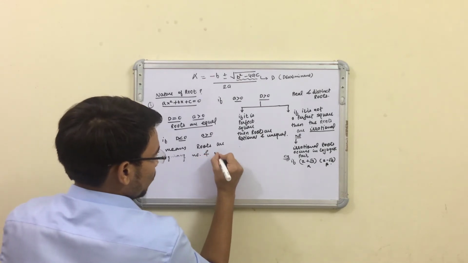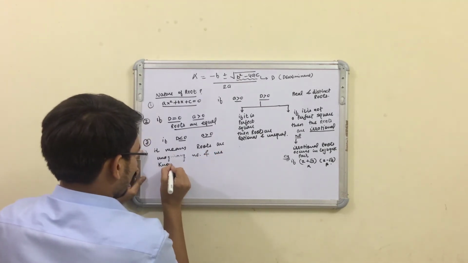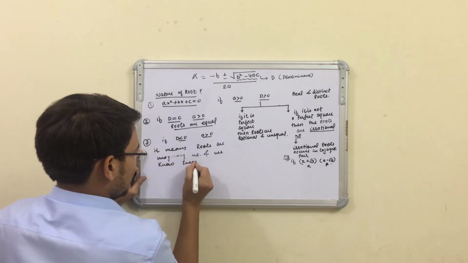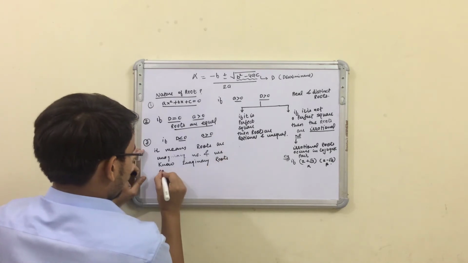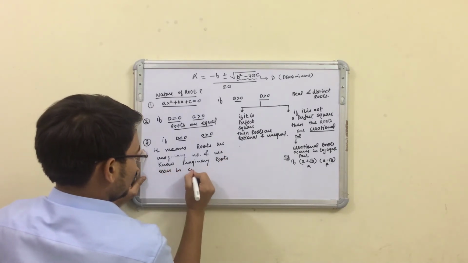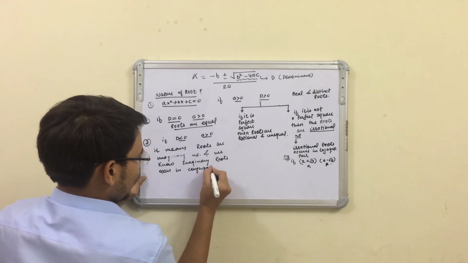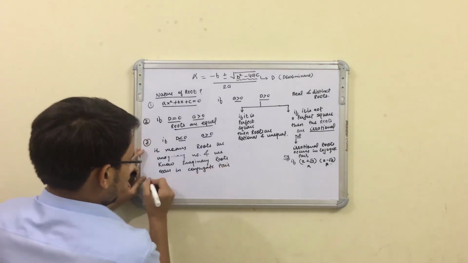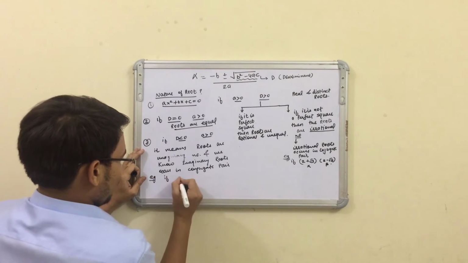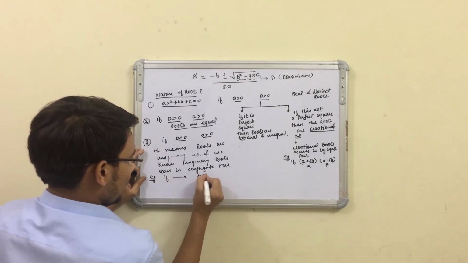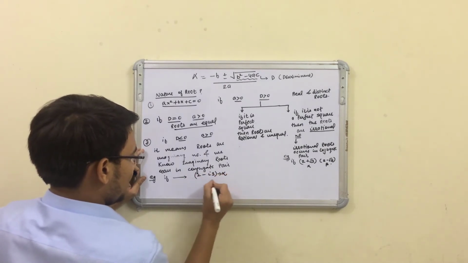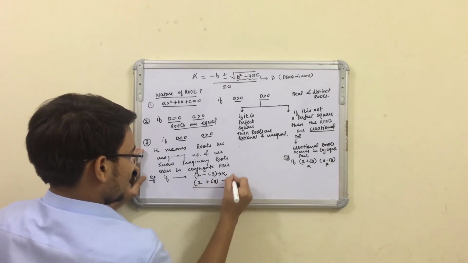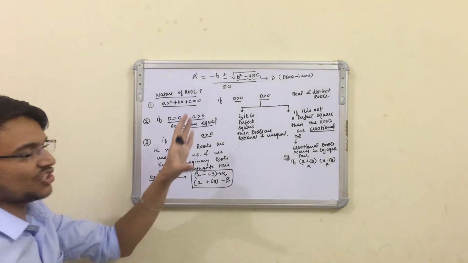And we know imaginary roots occur in conjugate pairs. Okay, example, if one root is 2 minus iota 3, then the other root, if it is alpha, then beta is 2 plus iota 3. This is beta. Okay, they occur in conjugate pairs. So this is all about the discriminant.